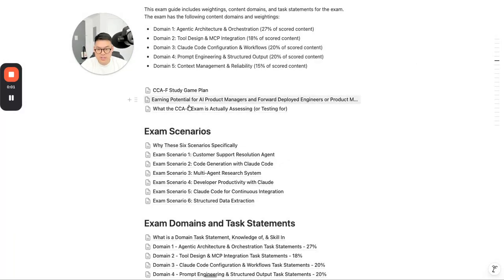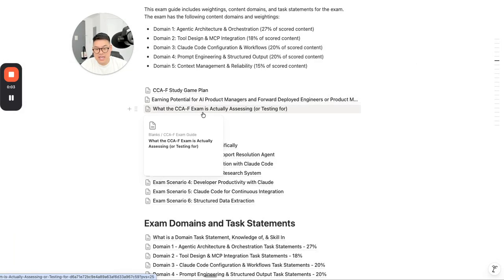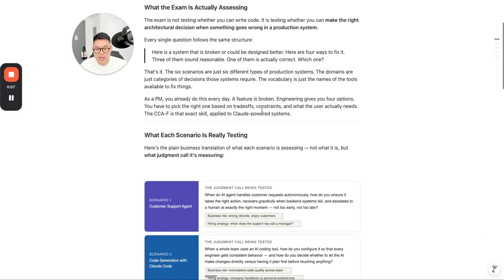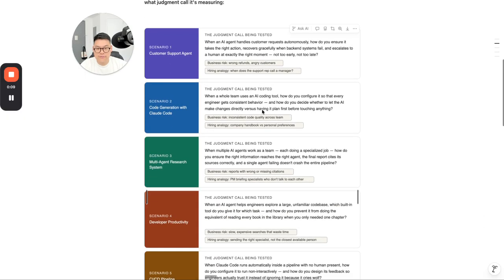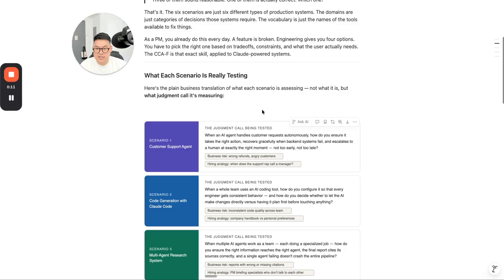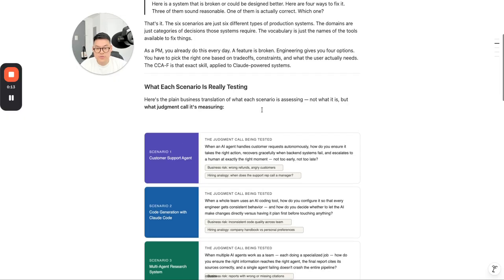All right, so let's actually talk about what the CCA-F exam is assessing for, because knowing this gives you that much more confidence to go ahead and pass the exam. I'm going to tell you guys, just to show you I really know this information, I'm trying to put it in as plain English as possible. Each and every one of these questions is telling you that this is something that's happening right now.